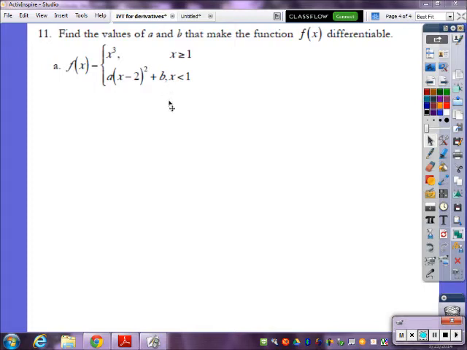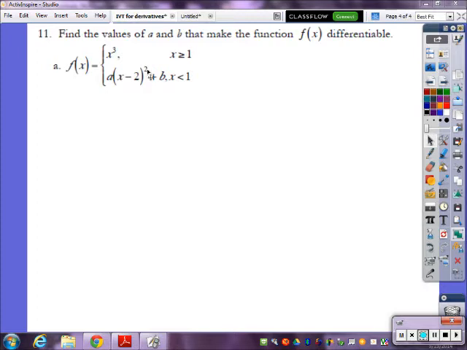When I'm trying to make a function differentiable, I first need to determine, especially with a piecewise, if it's differentiable at each piece. So x cubed, because I'm familiar with my parent functions, is a smooth curve. There are no discontinuities, there are no cusps or corners. So I know that x cubed by itself is differentiable by being familiar with its graph.